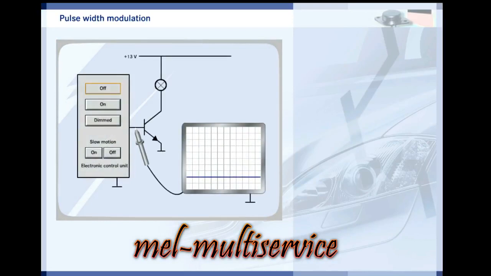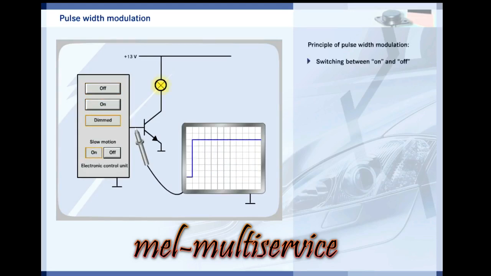To prevent high losses, most consumers in a motor vehicle are only switched either on or off. Take a look at the interior lighting. Where intermediate states are required, for example, dimming, the circuit switches rapidly between the on and off states. This is called pulse width modulation. However, this happens so fast that it is imperceptible to the human eye. The lamp appears to glow steadily.